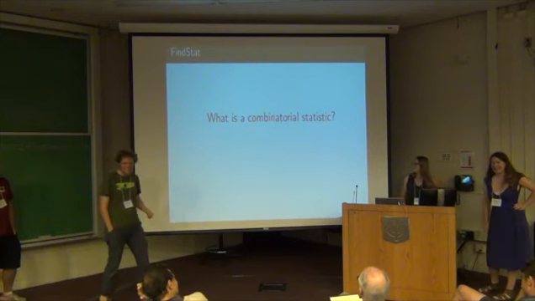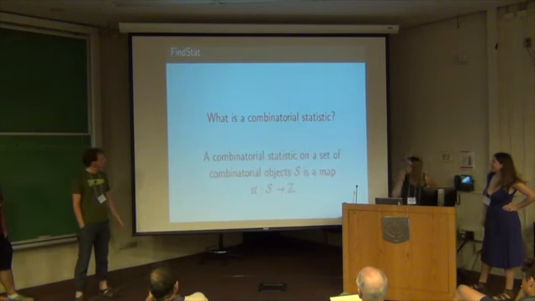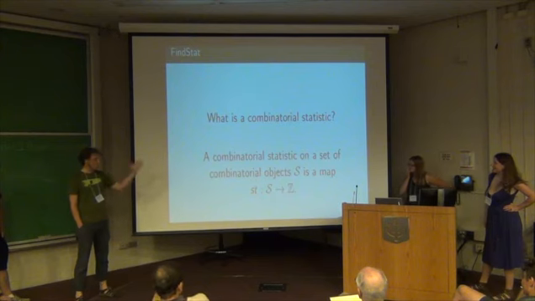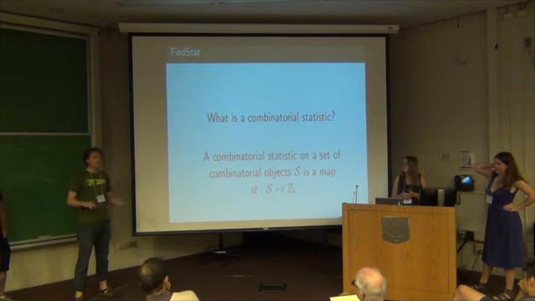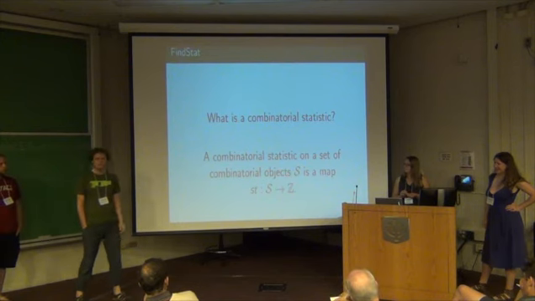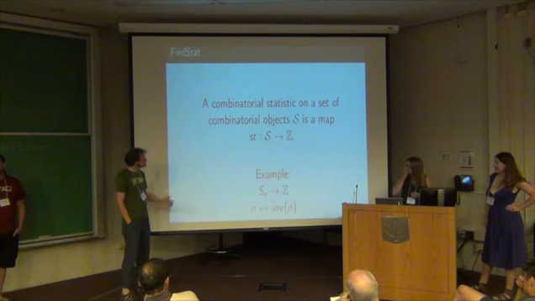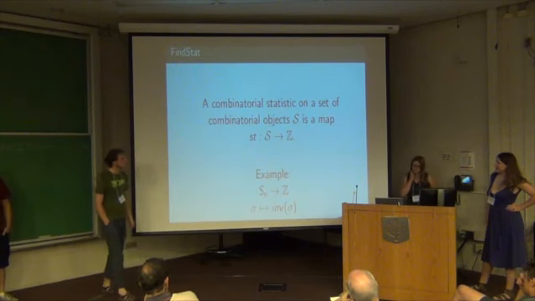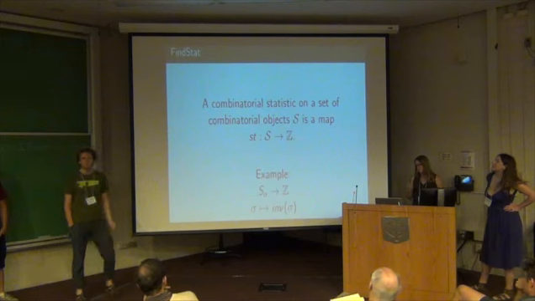So, a combinatorial statistic, we've already seen quite some, is we start with a combinatorial set, whatever that might be. For us, that's now basically any set. It can be a set of permutations, of partitions, of set partitions, of set compositions, of integer compositions, these kind of combinatorial objects we are talking about. And a statistic is a map that takes such an object and turns it into an integer.